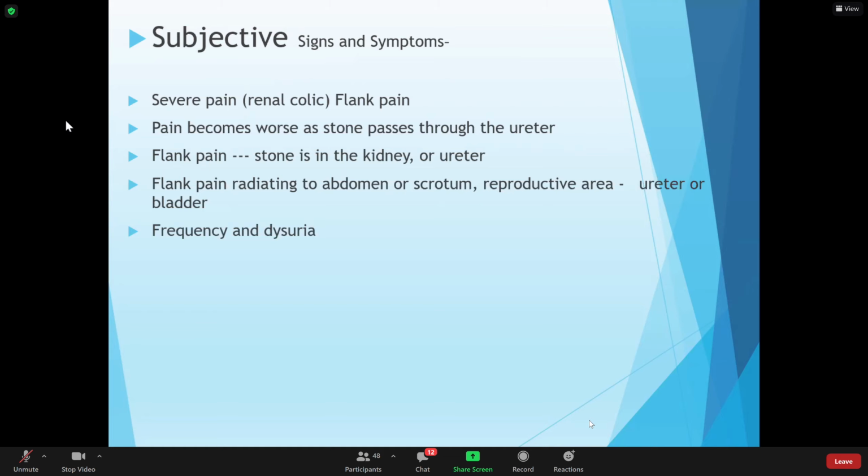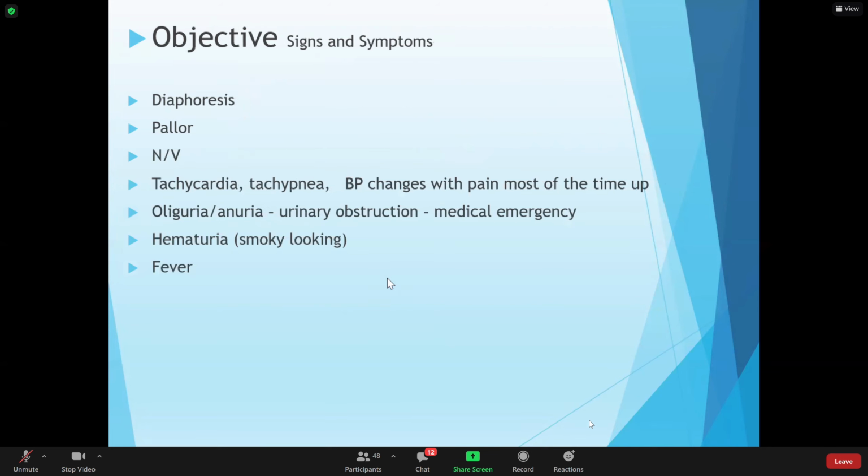So flank pain is many times one of the symptoms that they have. It might radiate to their abdomen, or if it's a male patient, down to the scrotum or into the groin area. And they have hematuria. They might have to void frequently, and it might only be small amounts because we can't get past the stone itself, and a lot of times they have dysuria, like difficulty or painful urination.